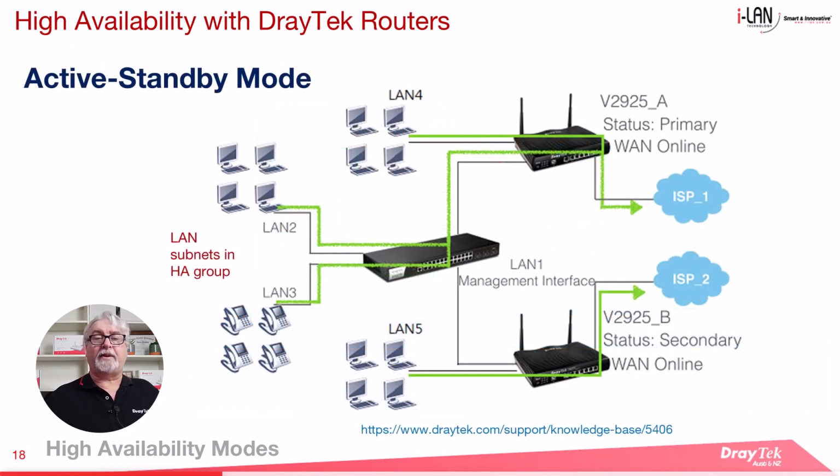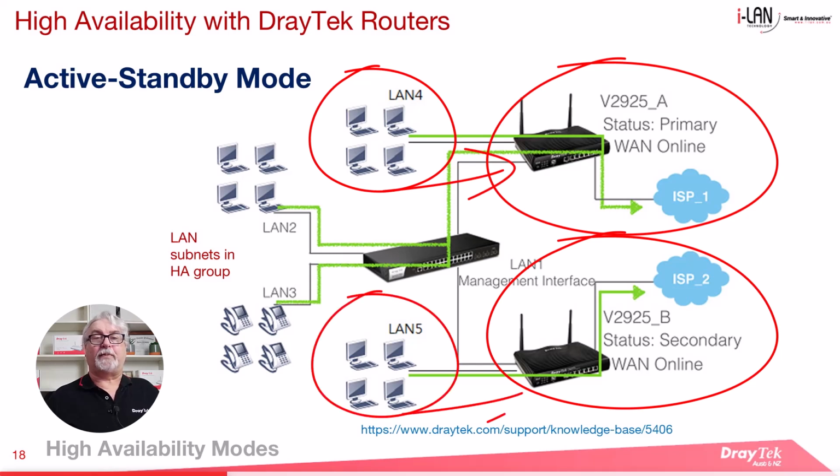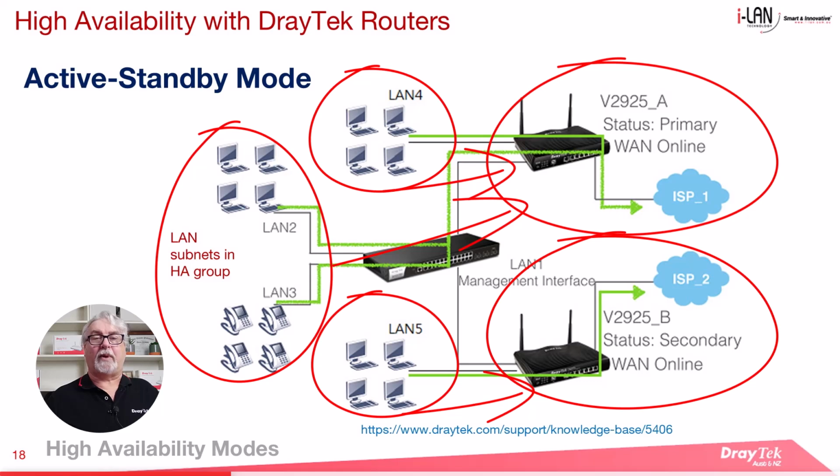In the example shown in this diagram, two routers are running in active standby mode, each connected to a different service provider. We have LAN 4 being serviced by router A and LAN 5 is serviced by router B. Now, LAN 2 and 3 are configured to be in the same high availability group, which is serviced by the primary router, router A. Now let's look at what happens when the primary router goes down.